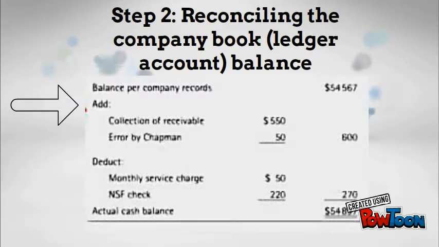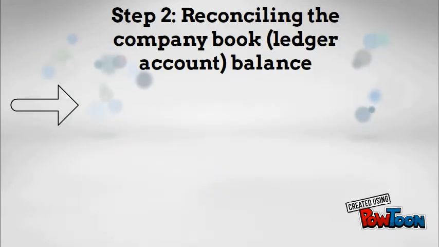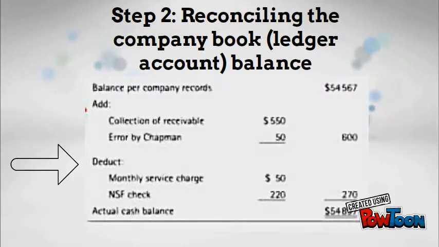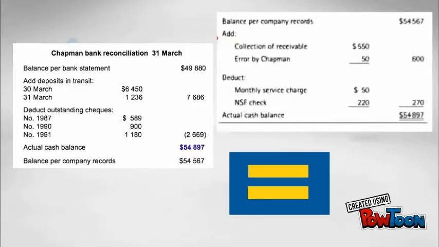The second step in a bank reconciliation is to adjust the balance reported on the company's records to the actual cash balance. You can add any credit memorandums to the cash balance, for items such as the collection of interest, and then deduct debit memorandums from the cash balance, such as service charges and bank fees. Bank errors are also added or subtracted. The result is the actual cash balance per bank statement and the balance per company's records.